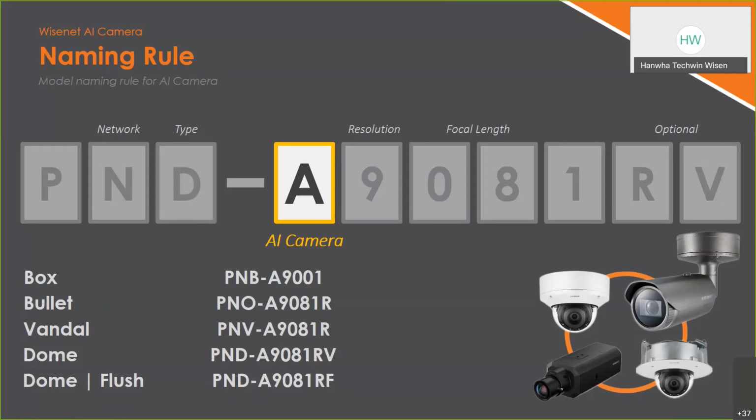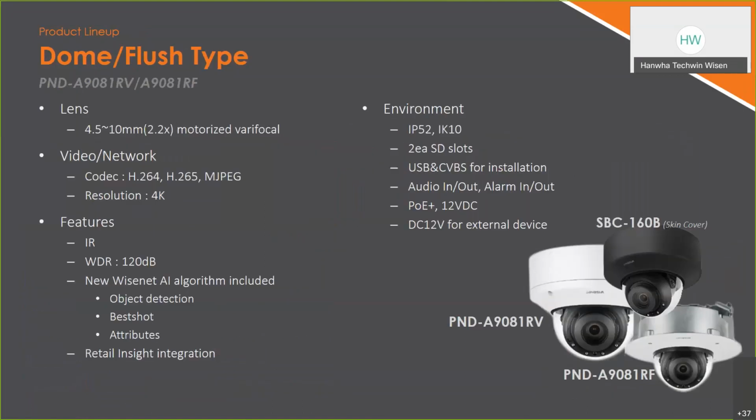So let's check the specification of the camera. For the lens, it will use a motorized varifocal lens, from 4.5 to 10 millimeters. It will also support H.264, H.265 and MJPEG codecs, and the resolution will be 4K, 8 megapixel. It will have IR for the dome, anti-vandal and bullet. The box camera actually doesn't have IR illumination.